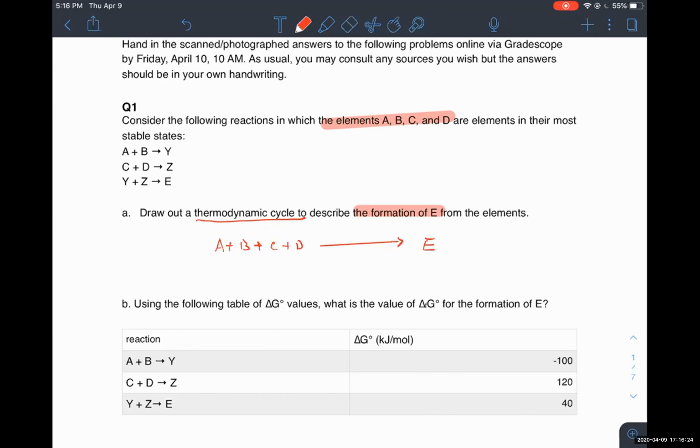If we look at these 3 equations, the first one tells us A plus B will give us Y, the second one tells us C plus D equals Z, and the final one tells us Y plus C equals E. So then we can draw the next step, which will change our molecules to Y plus C plus D, because A plus B will give us Y. During this process, we will have a change in free energy of Y formation, which we can denote as delta G of formation of Y.